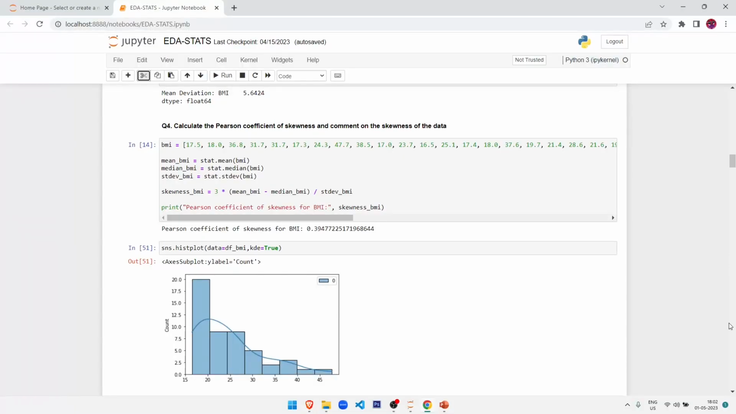There is an interesting thing I noticed today while going through my mini project file. I found this question about the Pearson coefficient of skewness. For example, we are given BMI values, and I have not converted them into a data frame; we are just treating it as a list. We have to find the Pearson coefficient. This gave me the idea of making this video.